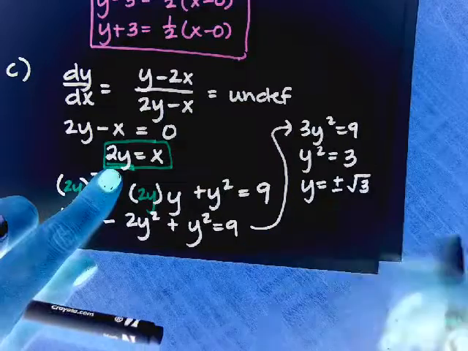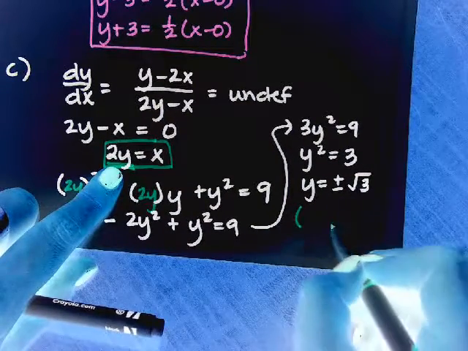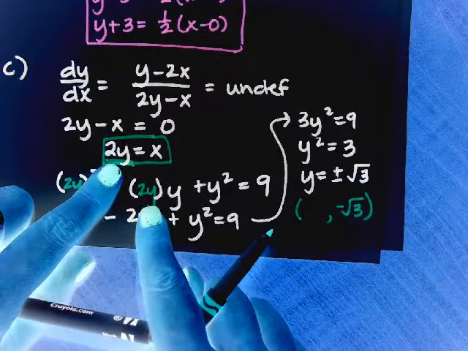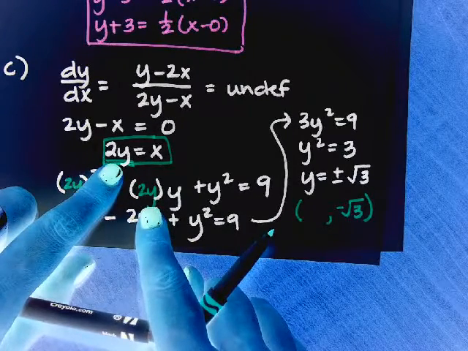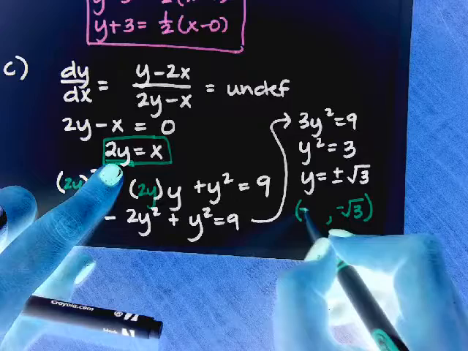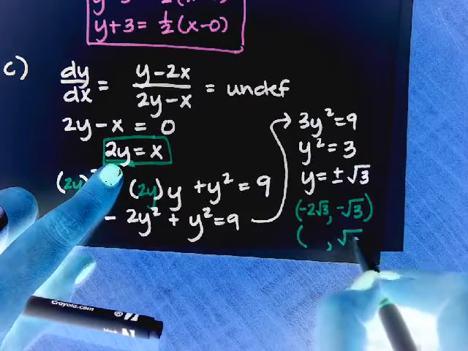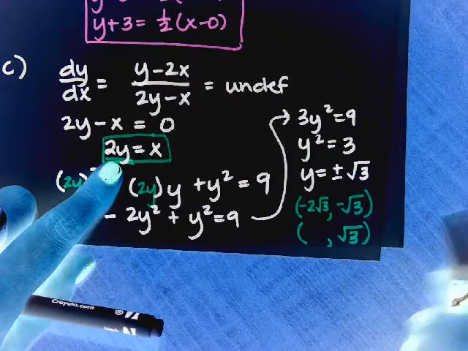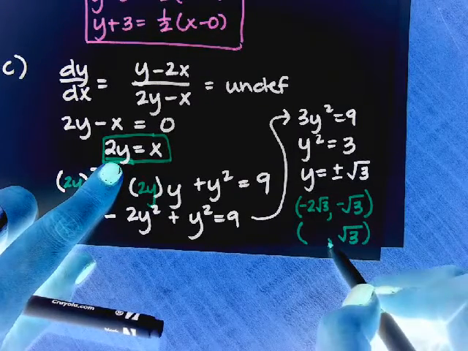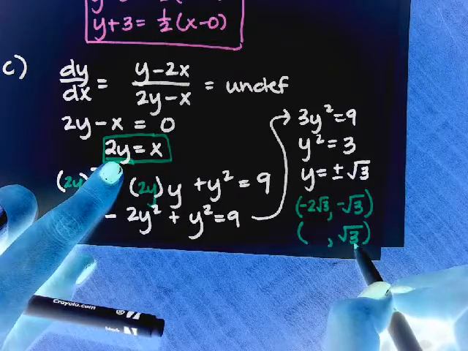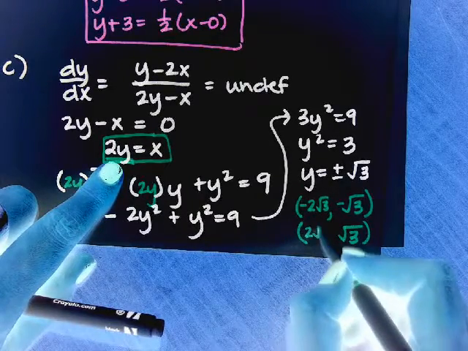for our first option, I'm going to use the negative root 3. If I do 2 times negative root 3, what do I get? Negative 2 root 3, okay. And then if I do the version where I'm plugging in a positive root 3, what do I get? Positive 2 root 3, okay.